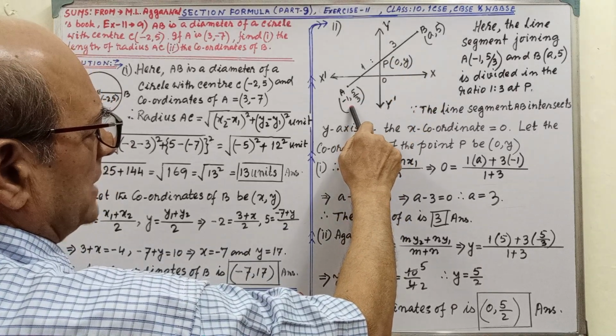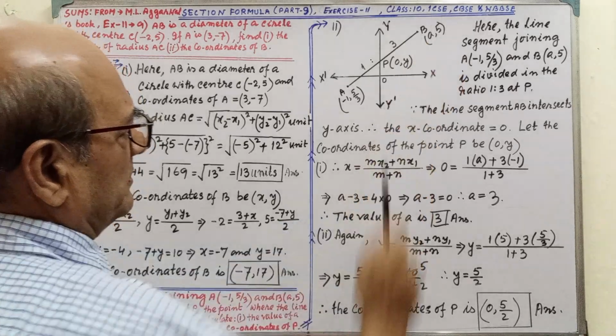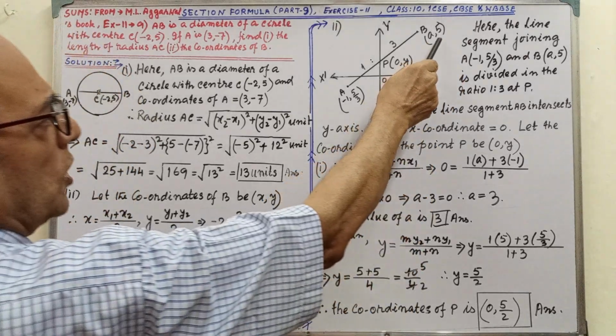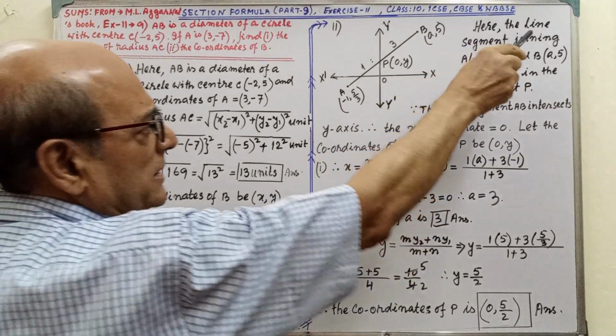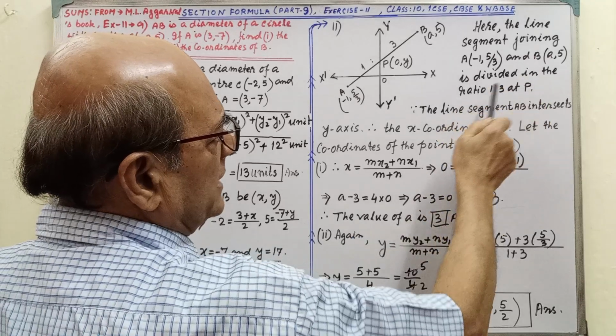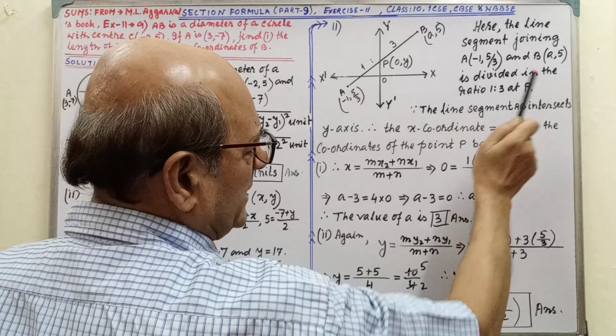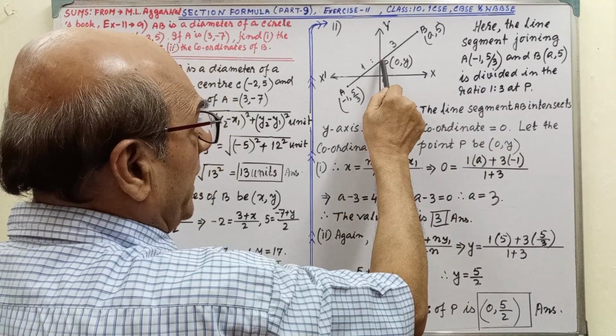And the coordinates of A and B are given. Coordinates of A, that is minus 1, 5 by 3, and B, that is a, 5. We have to find out the value of a. Here what is given, we have to write: the line segment joining A and B is divided in the ratio 1:3 at P. The line segment AB intersects the y axis.